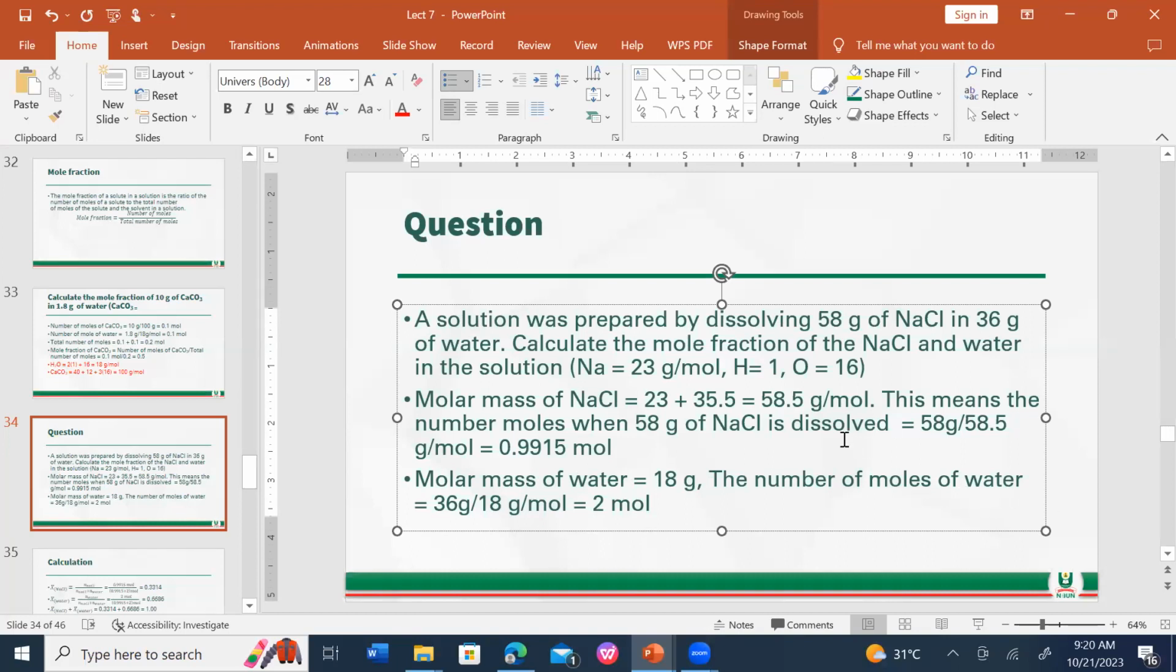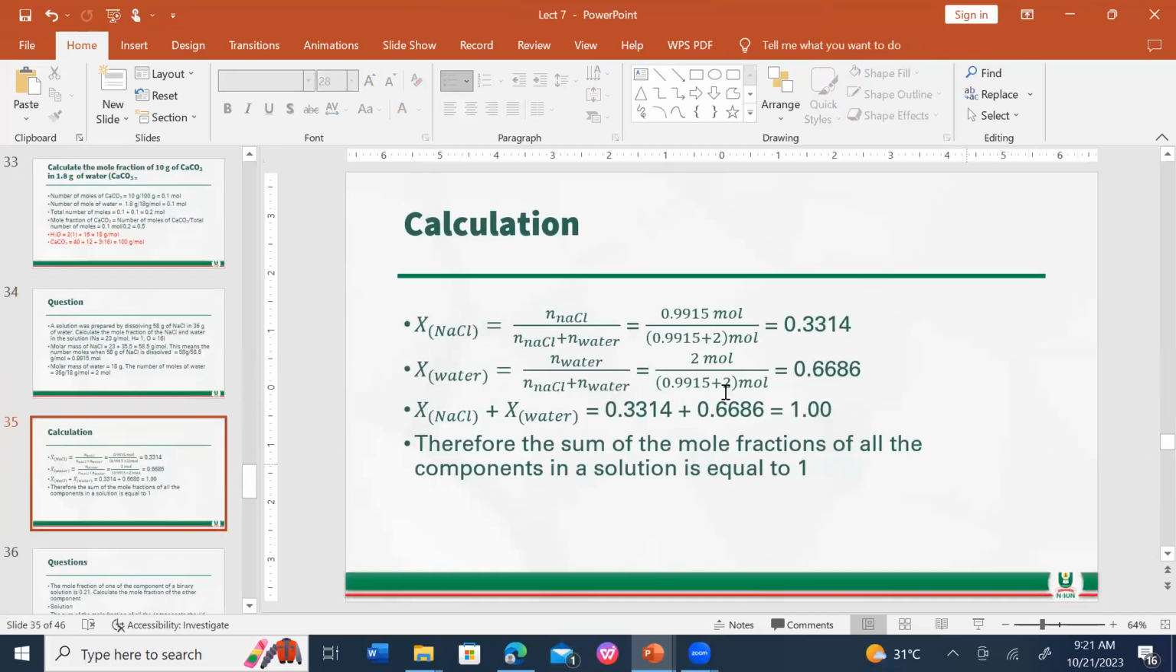So now the mole fraction of sodium chloride will be the number of moles of sodium chloride, which is 0.9915, divided by the total number of moles, which is 0.9915 plus 2. And what is the answer? The expression gives 0.3314.